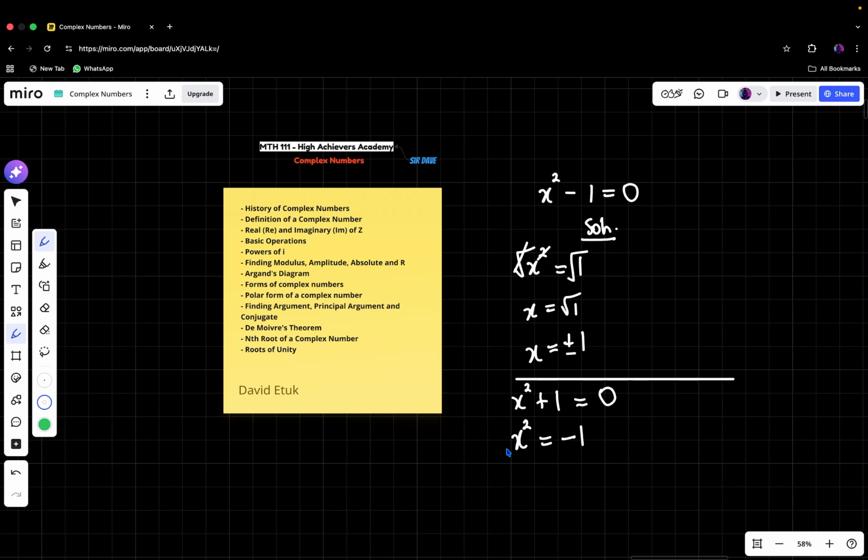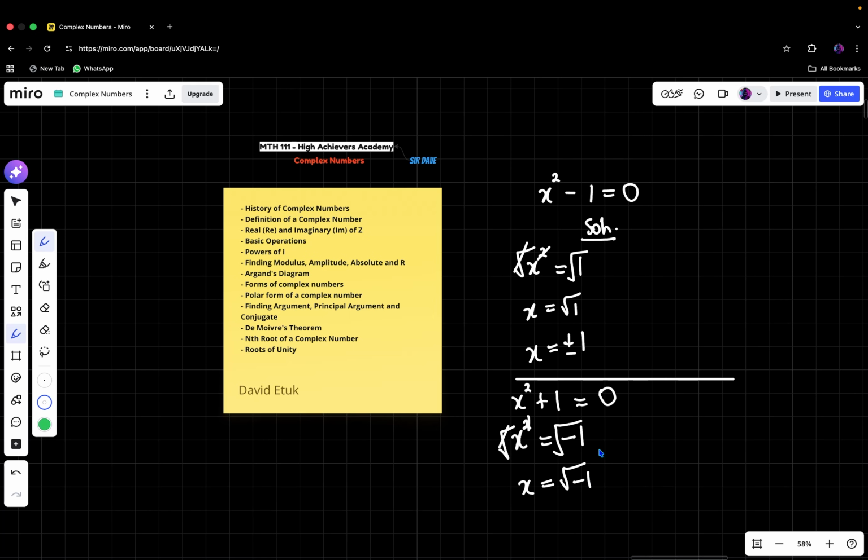Now, what do we have next? We square root both sides. So the square root of x squared is equal to the square root of minus 1. The square root cancels this. We have x is equal to the square root of minus 1. Now, what is the answer to this? There is no real answer.